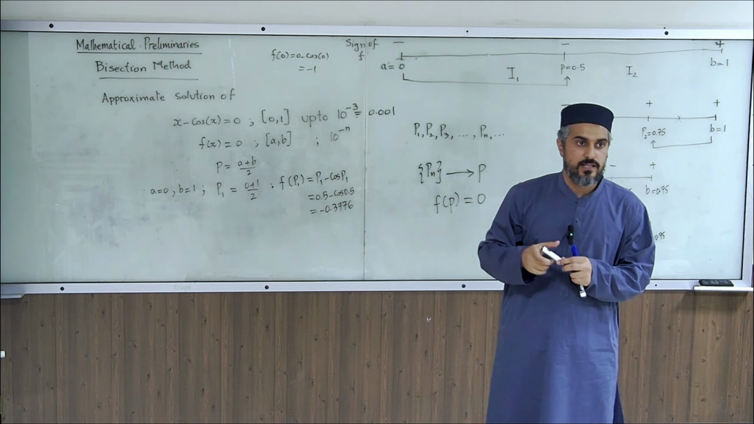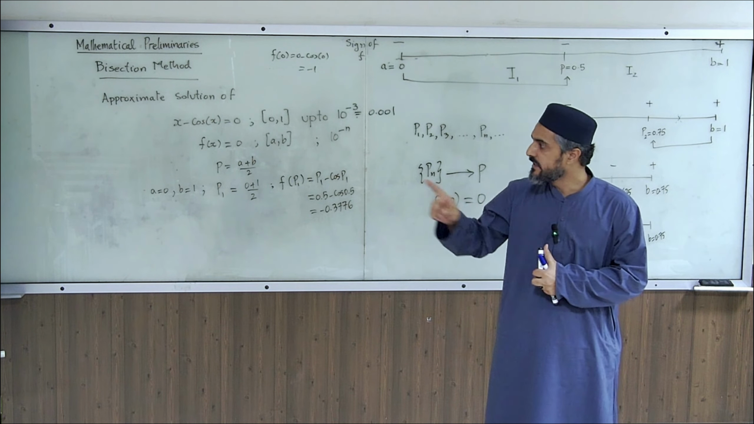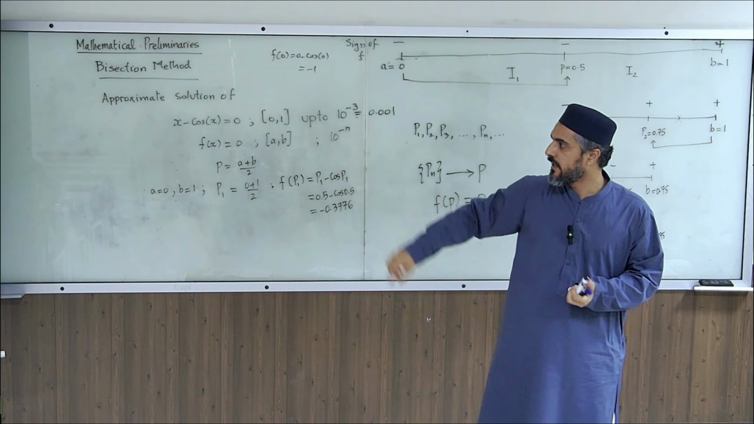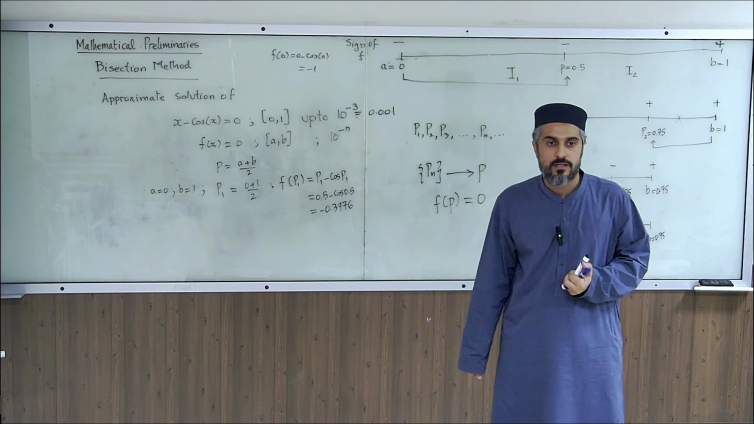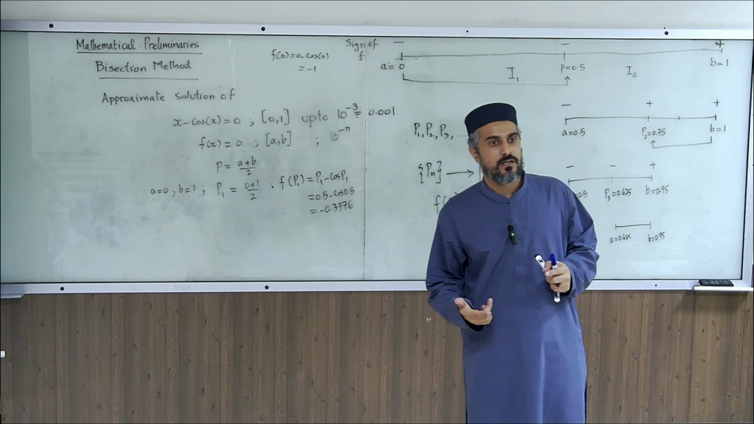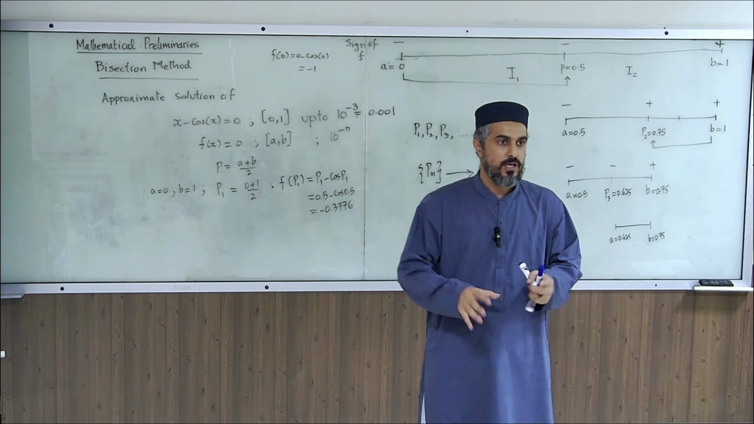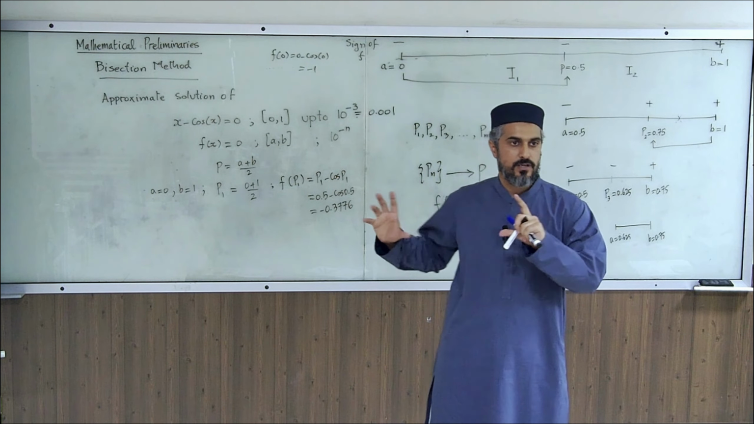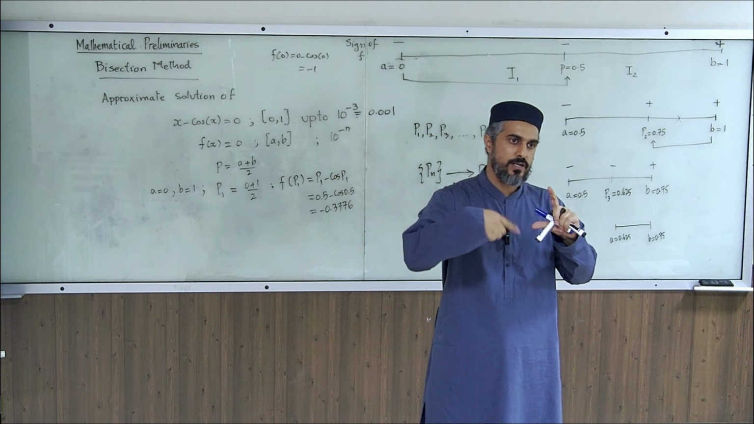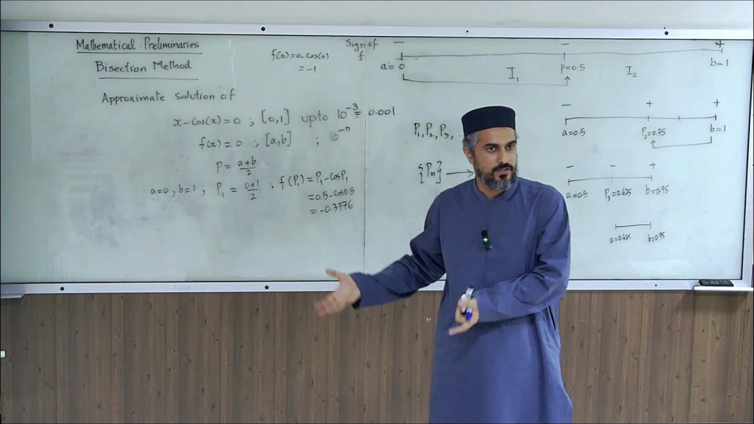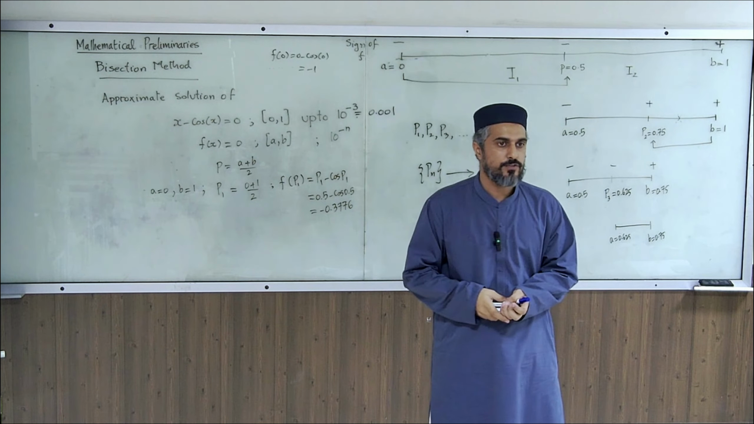If you see this slide, you will see that we got the solution up to 10 raised to the power minus 3 at P10. So I need to do the 10th iteration. So this is where the word iteration comes. One set of statements that we need to generate is called one iteration. So we need to do 10 iterations of this method to reach an accuracy of 10 raised to the power minus 3.